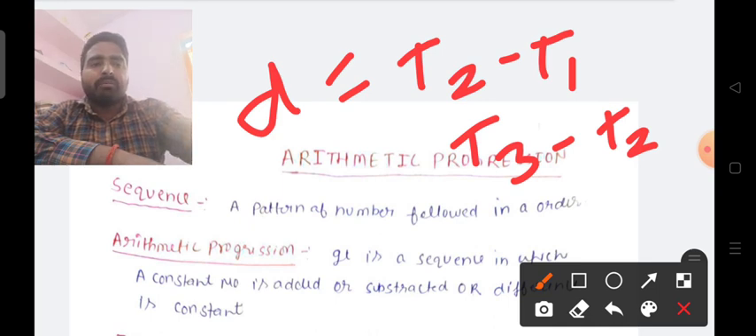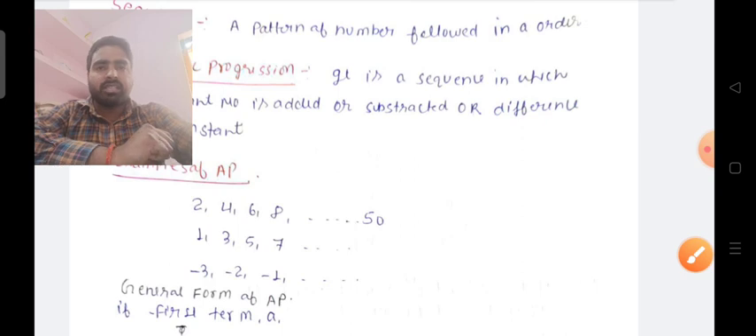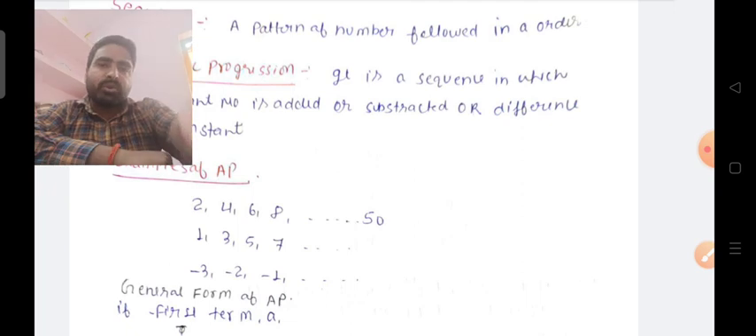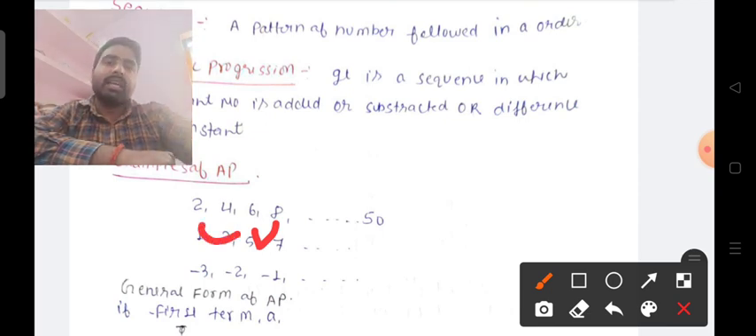Here we have some examples. Now we will move on to the examples. The first example is 2, 4, 6, 8 and up to 50. Here what we are watching is 4 minus 2, this is 2, 8 minus 6, this is 2. Then we can say this sequence is in AP.